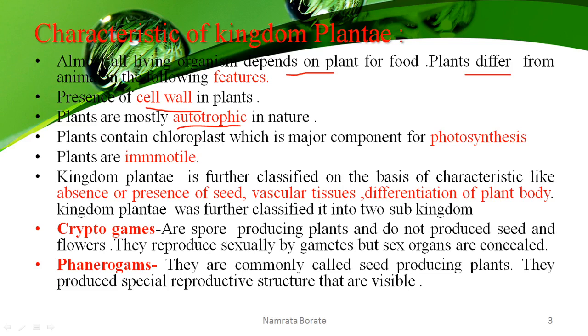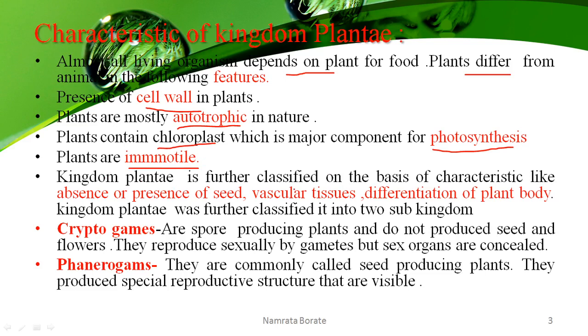Why does the plant synthesize its own food material? Because there is a presence of the chloroplast. As the chloroplast is present, the most important function worked out by the plant is photosynthesis. The next characteristic is that the plants are immobile in nature, meaning they cannot move from one place to another place.